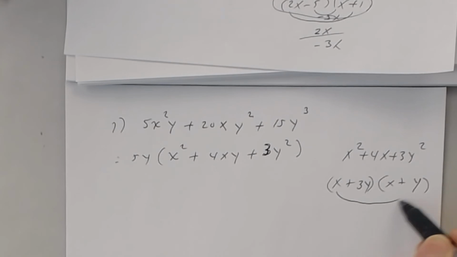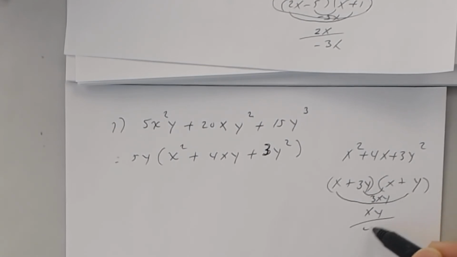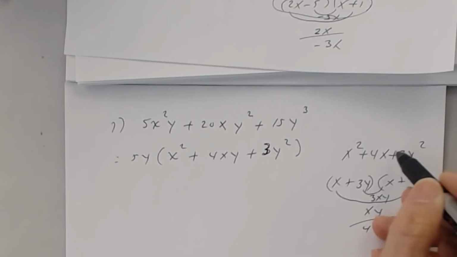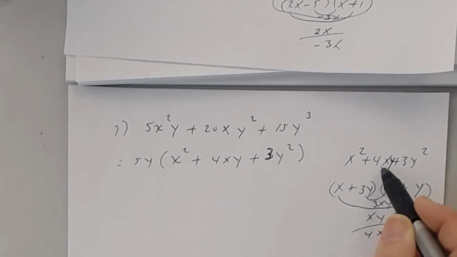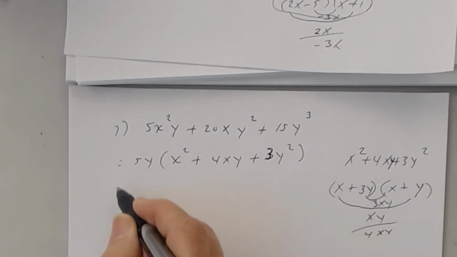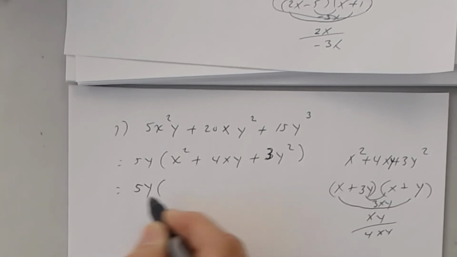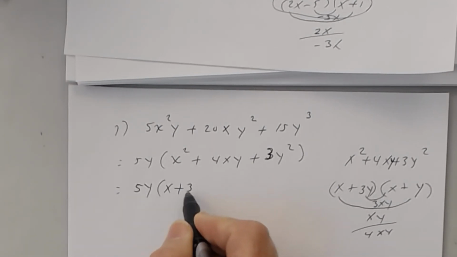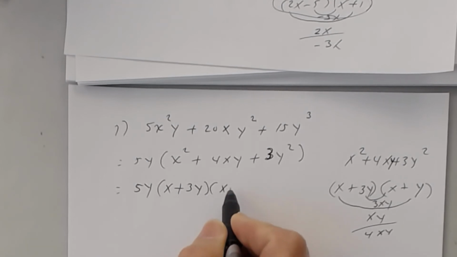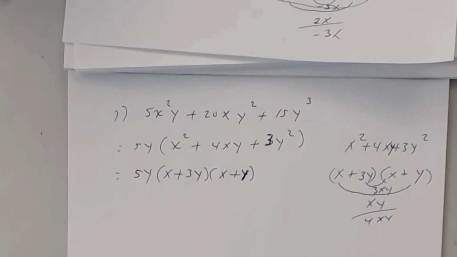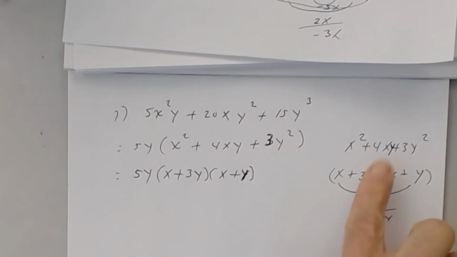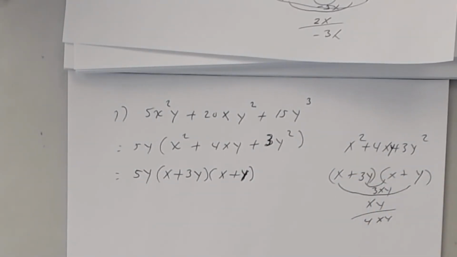All right, and before you go on, you check. What's the outer? xy. What's the inner? 3xy. What do I get when I add them up? 4xy. And I forgot the y, didn't I? Right here. That's a y. And is that what I wanted? Yep. So that's correct. So what's my answer? 5y times x plus 3y times x plus y. That's a y.